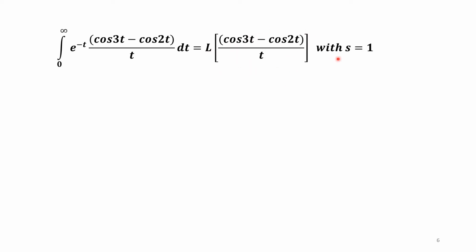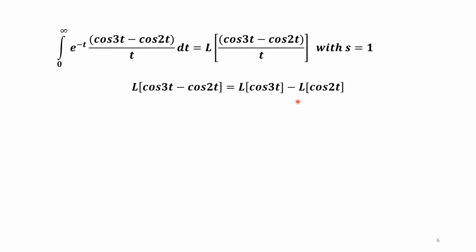Whatever answer we get, we have to replace s by 1. Now we have got L of some function divided by t. So when you have divided by t, whatever is the function in the numerator, calculate the Laplace transform. So calculating the Laplace transform of cos 3t minus cos 2t. Now since we have a minus sign in between the two functions, we can take L to both the terms. So L of cos 3t minus L of cos 2t.